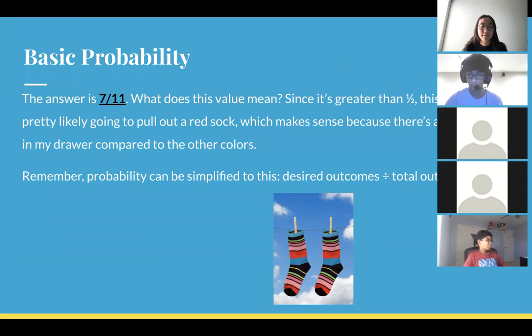Okay, so what exactly does 7 out of 11 mean? Well, since it's greater than 1/2, this means you are pretty likely to pull out a red sock compared to the other colors, because it makes sense since most of the socks in the drawer are going to be red. And just remember, all probability can be simplified to desired outcomes divided by total outcomes.